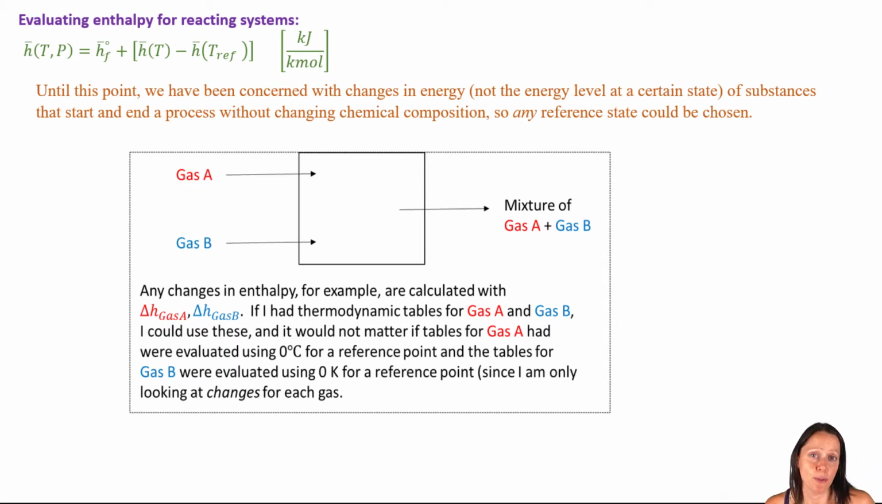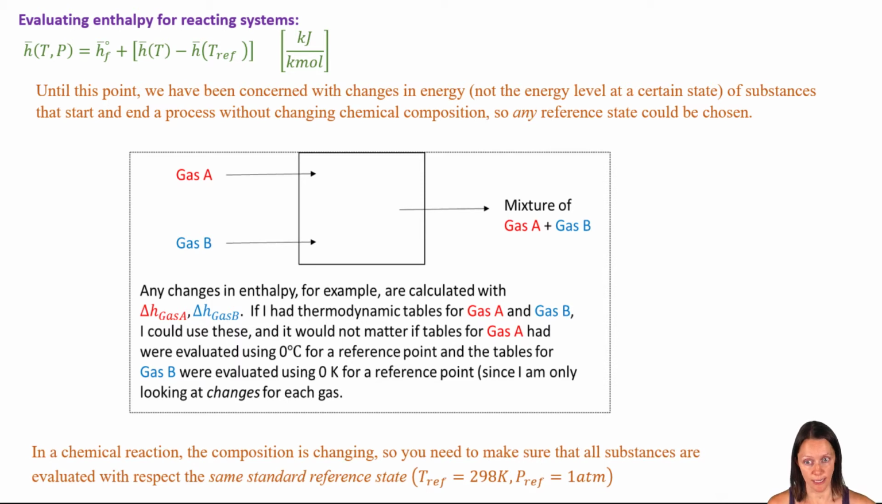So what I need to do is I just need to make sure that all of those products and reactants are normalized to the same reference state, the same temperature and pressure. And our standard reference state is defined as 298 Kelvin and 1 atm. That's our arbitrary choice, okay? It's just a convenient choice.